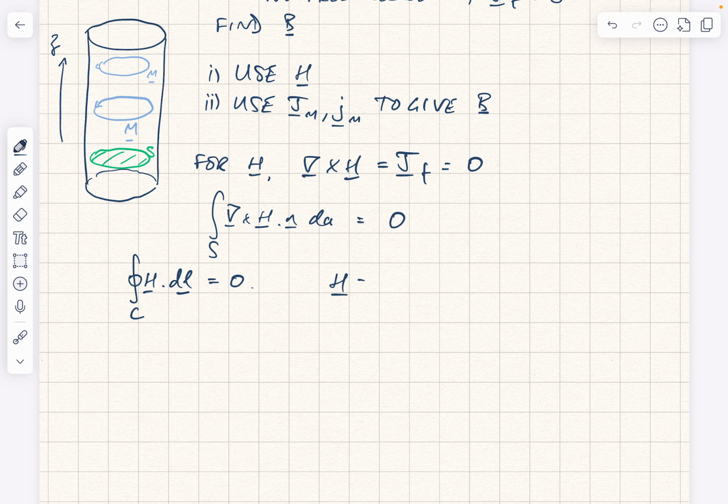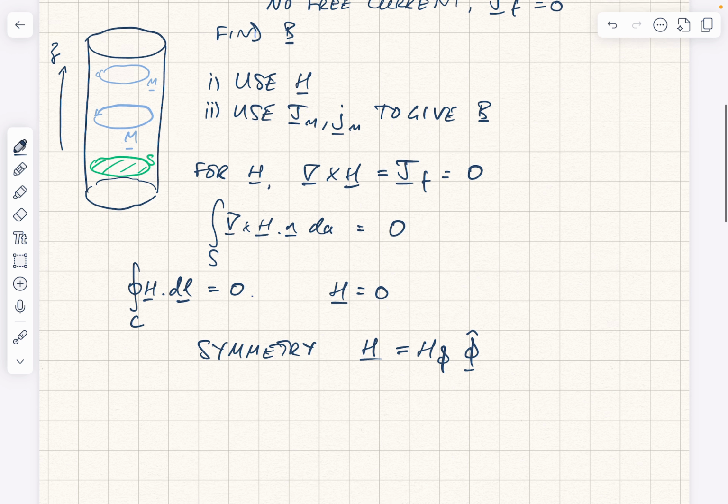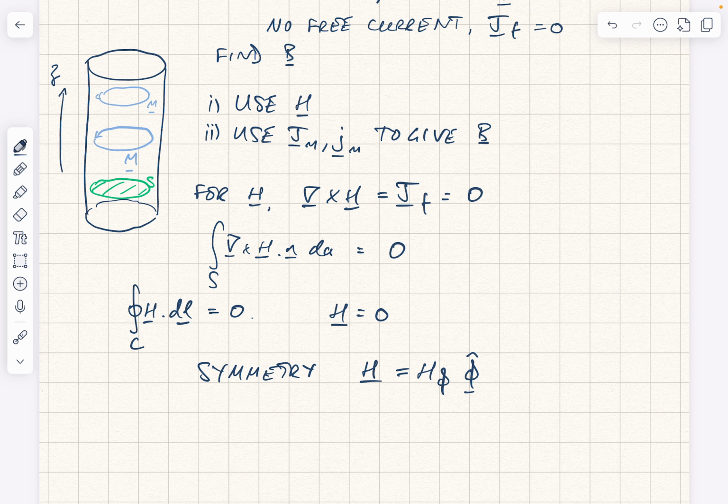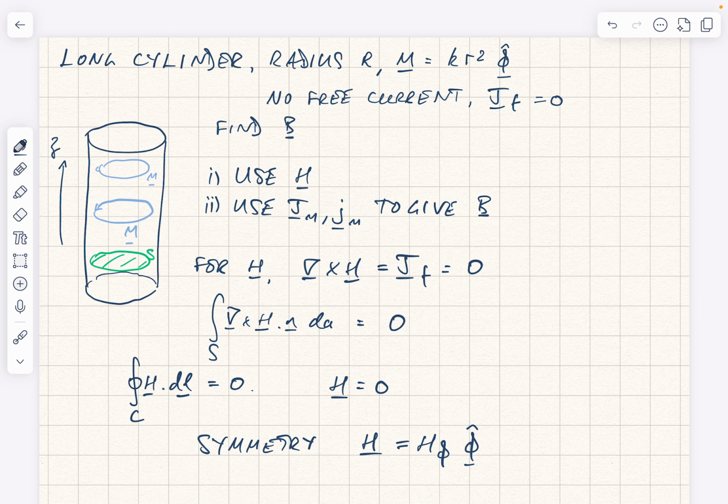Well, we can, though we probably want to examine those assumptions. So, why would we say that? Well, first of all, from the symmetry of the problem, or if you like, from the geometry, we can say that H is going to be in the phi direction. H equals H phi in the phi hat direction. That's because we're going to have currents which are going to flow along the z-axis. We can deduce that by simply looking at the magnetisation. Of course, in this case, if H is equal to 0, there are no currents, but you take my meaning.